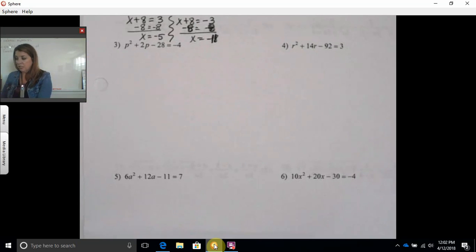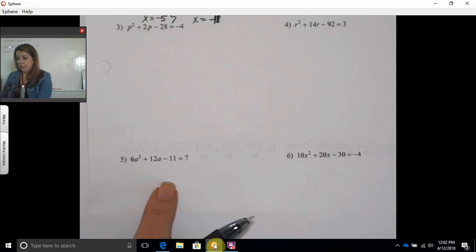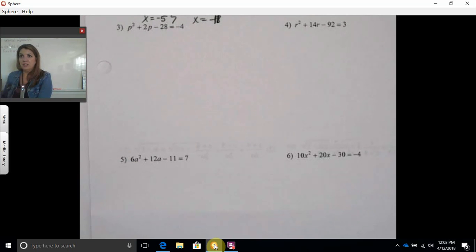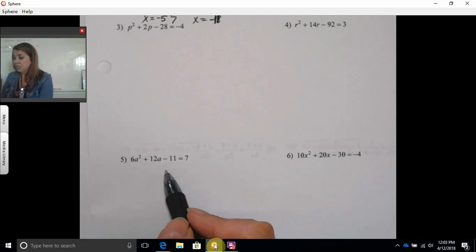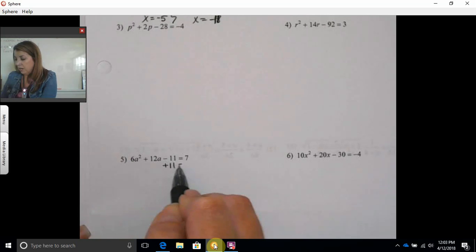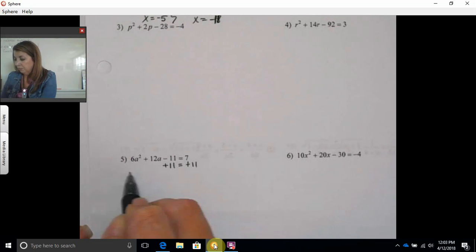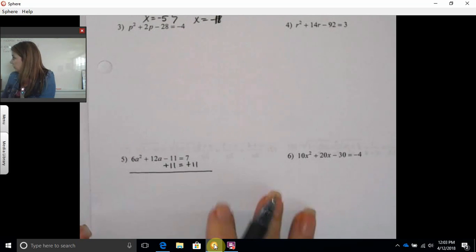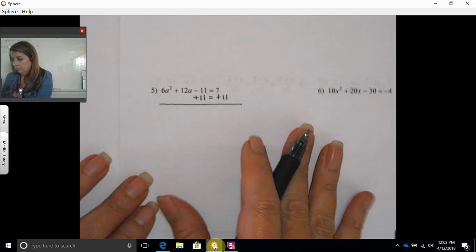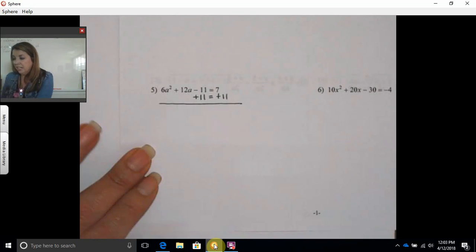Number 6, the only difference here, we're still solving by completing the square, but our A is not 1. So I want to do that one with you. But on 1, 2, 3, and 4, A was 1 every time, okay? So let's check number 5. We're still going to start by making sure all constants are on the right side of the equation. So add 11. So the answer for number 1 was negative 5 and negative 11. Two answers.